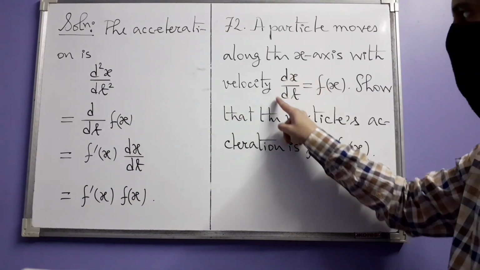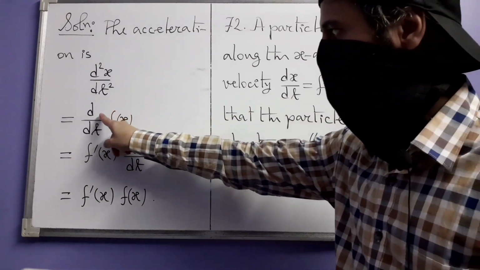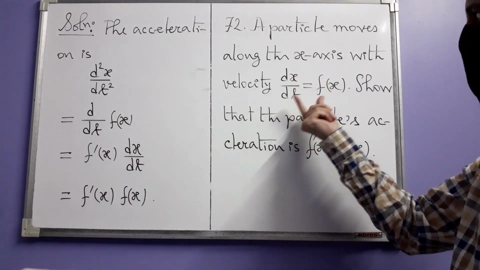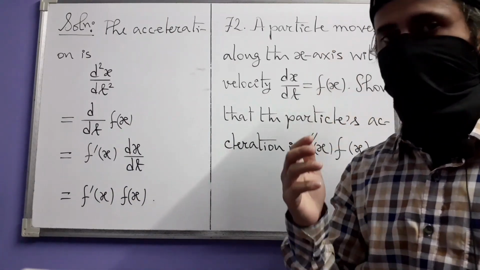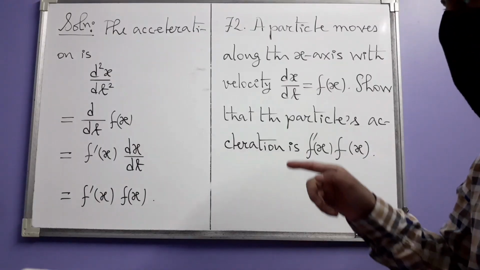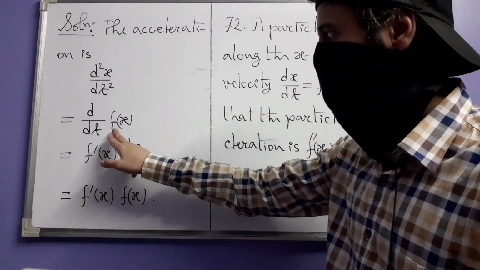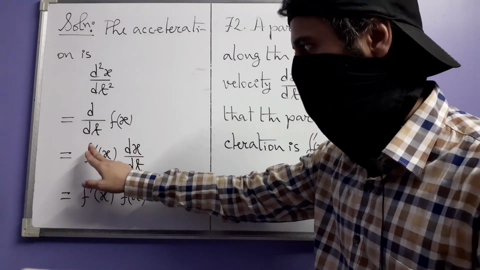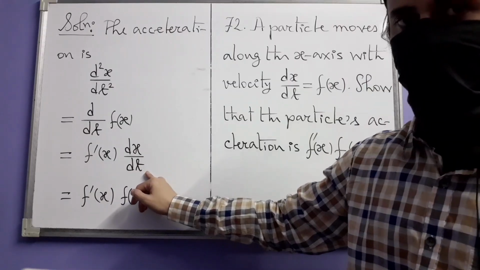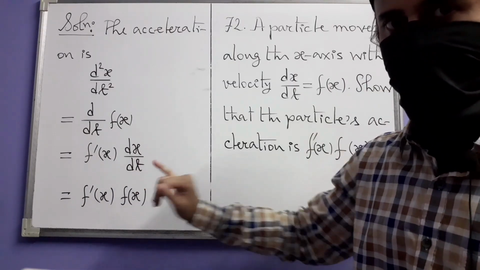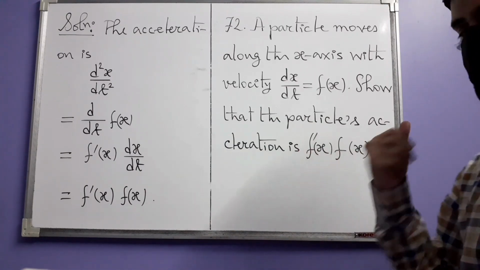If velocity is dx/dt, then the acceleration is the second derivative. That is d/dt of this thing, which is f of x. Now in f of x, x itself is a function of time. So in doing this differentiation, you have to apply the chain rule. First you differentiate the outer function and you get f prime of x, and then multiply that with the derivative of the inner function. The inner function is x, so dx/dt. But dx/dt is f of x, so that's how you have your acceleration.